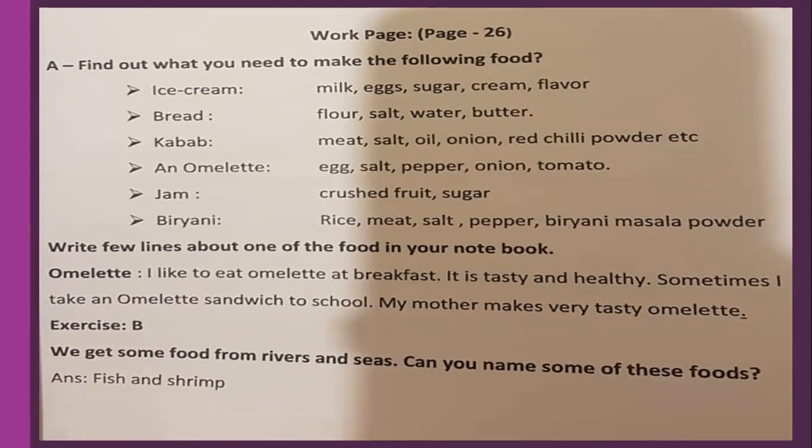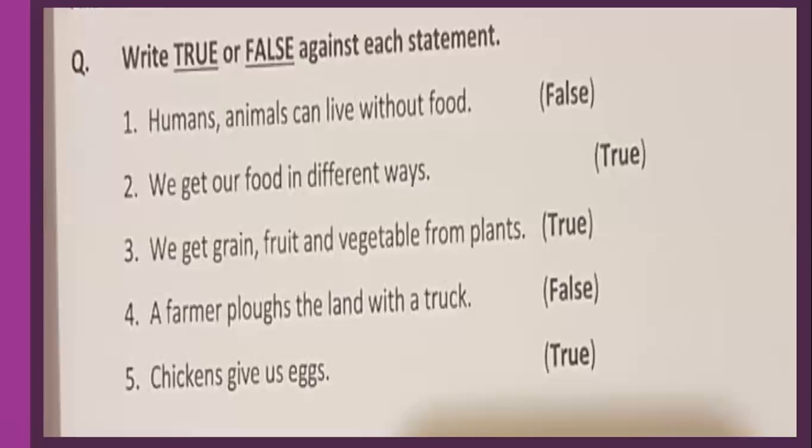So we move forward and see, we have true false related to this lesson. 5 true false, you must learn them. See, number one, humans, animals can live without food. Obviously, no, false. So, this is the false statement. We get our food in different ways. Yes, it's true. We get grain, fruit, and vegetables from plants.